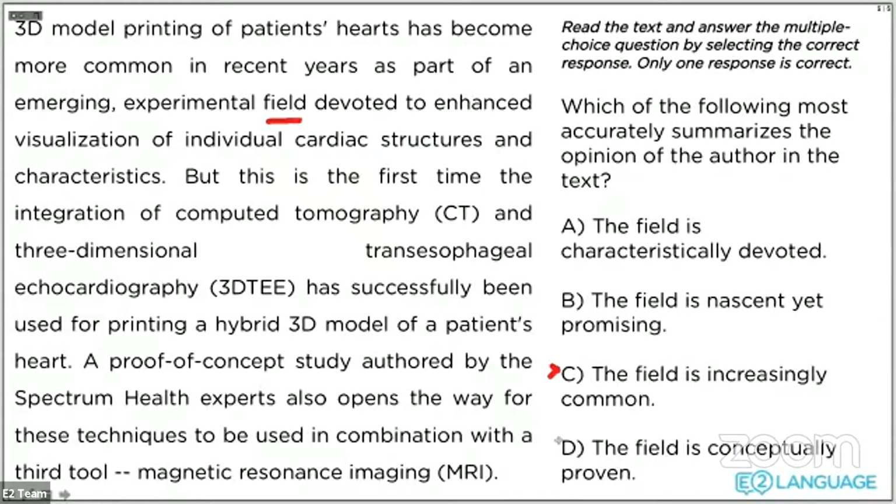Let's eliminate D. While it says that it's experimental, it says something about a proof of concept study. So it's not going to be D. If you know what a proof of concept study means, it means that it's experimental. They don't yet know. What about A? Well, this just doesn't really make sense at all. Characteristically devoted. So now we've got a battle between B and C.